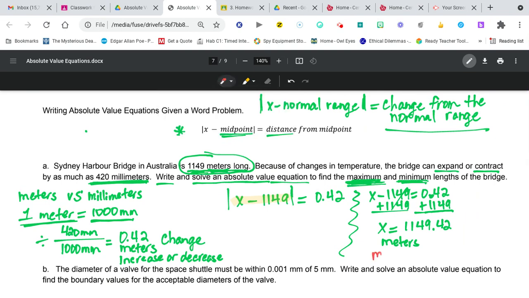Now, that's not the only thing. This is going to give me the maximum length. I need the minimum length. So I'm going to set up the second equation from this. I'm going to take the inside, and instead of setting it equal to the positive version, I'm going to set it equal to the negative version.